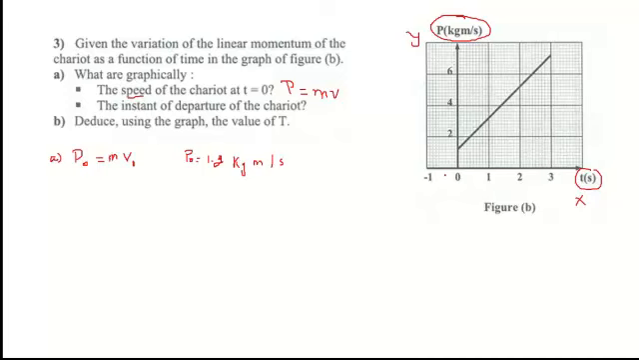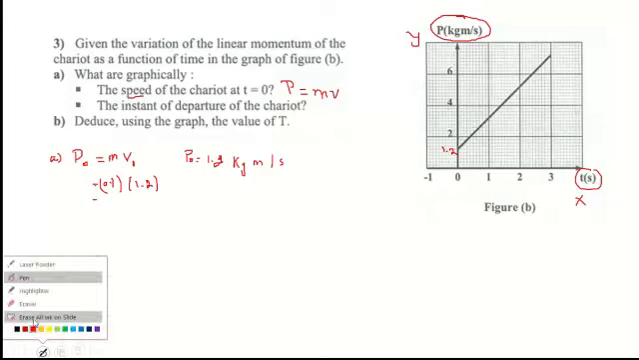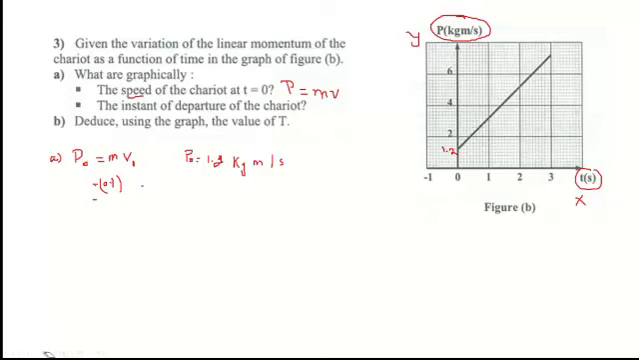Now we put the values. The mass, as given, is 0.1 kilogram. So P0, which is 1.2, is equal to 0.1 times V0, and so we find V0. V0 is equal to 12 meters per second. This is for the first part A.